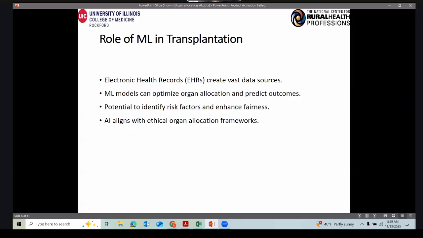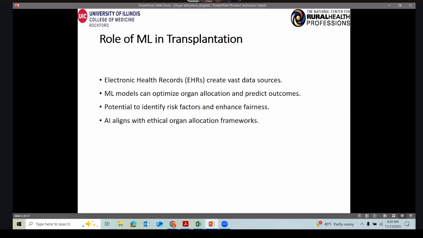Another major strength of ML is the ability to identify hidden risk factors that clinicians might not easily see and to enhance fairness in the allocation process. For example, AI can detect patterns that suggest certain groups like women or patients with atypical lab values are being under-prioritized, and it can help to correct those biases.